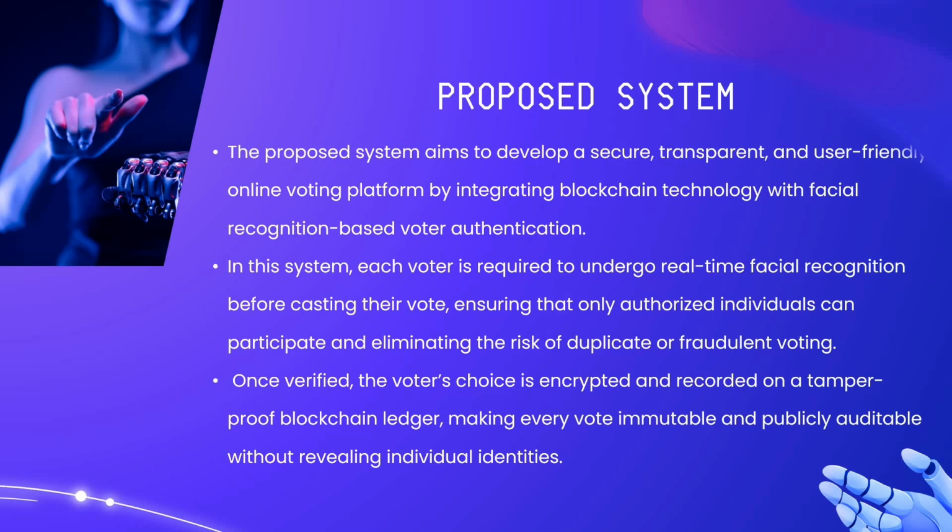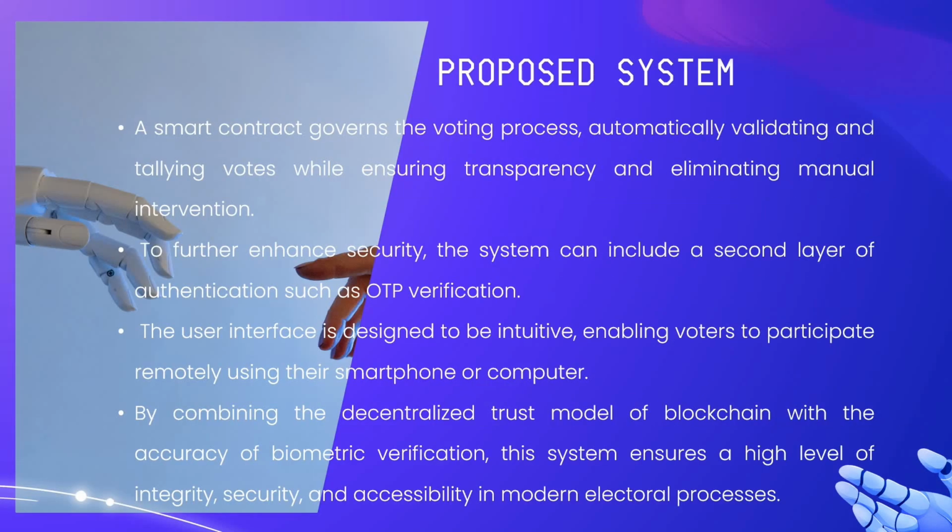Also, this project is a real-time one. In real time, you can receive the OTP to your mail ID. In real time, you can do the facial authentication. This is not a demo, it's a real-time one. Once the voting is verified, all the data are encrypted and stored on the blockchain in a decentralized manner. So this is our proposed system.